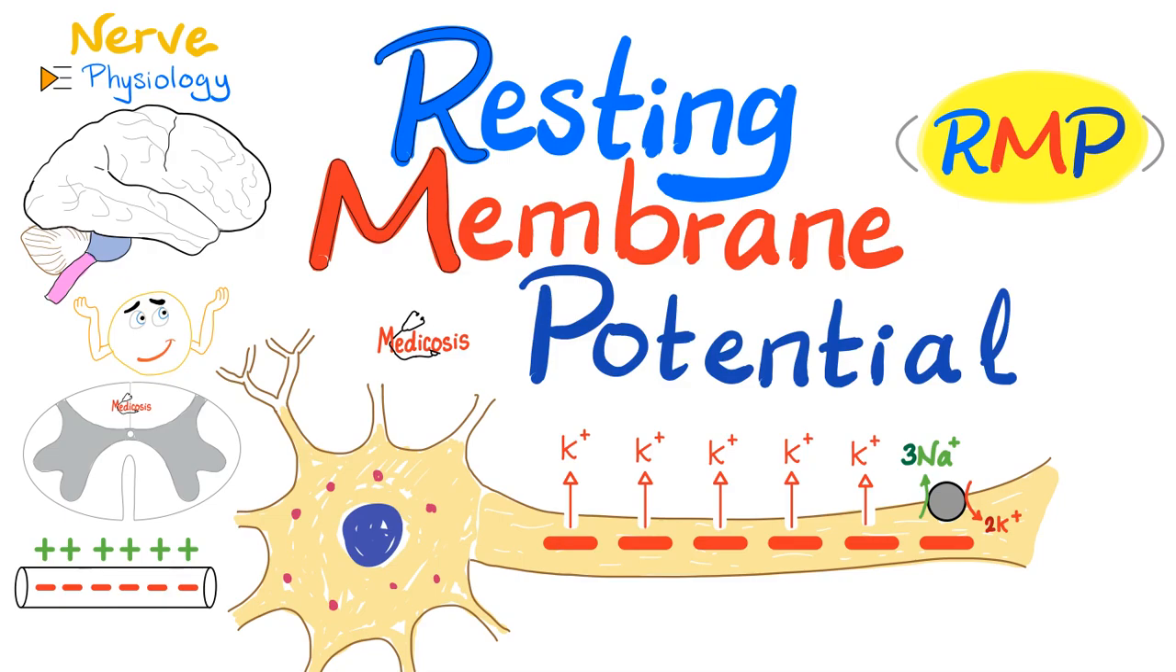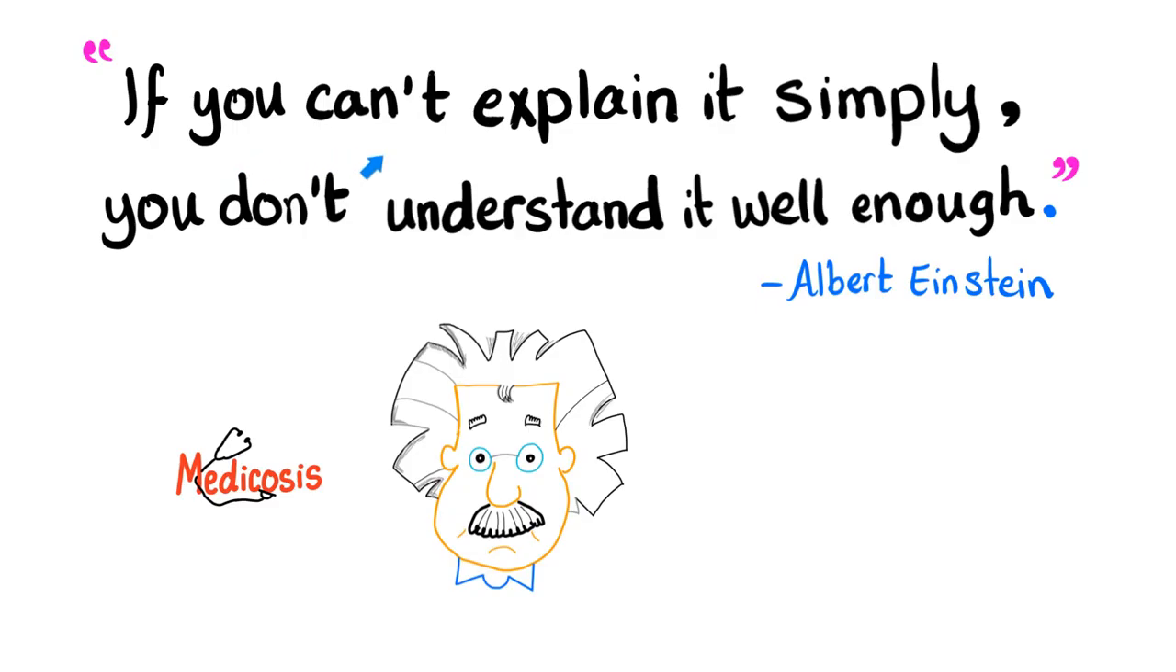In previous videos, we have talked about the strength duration curve. Today, it's time for the resting membrane potential, where the inside of your neuron is negative, and therefore the outside is more positive relative to the inside. Everything is relative. If you can't explain it simply, you don't understand it well enough.